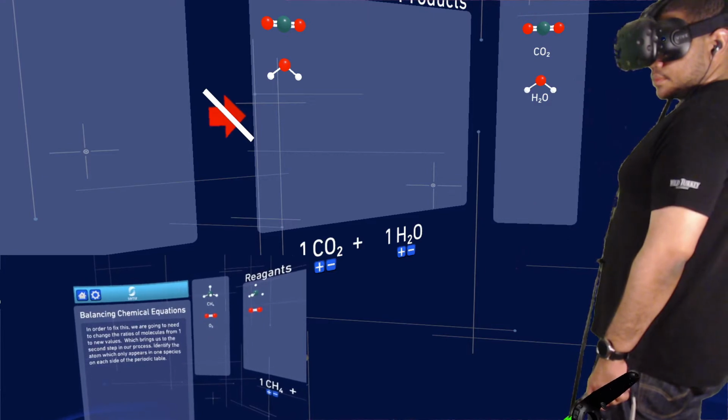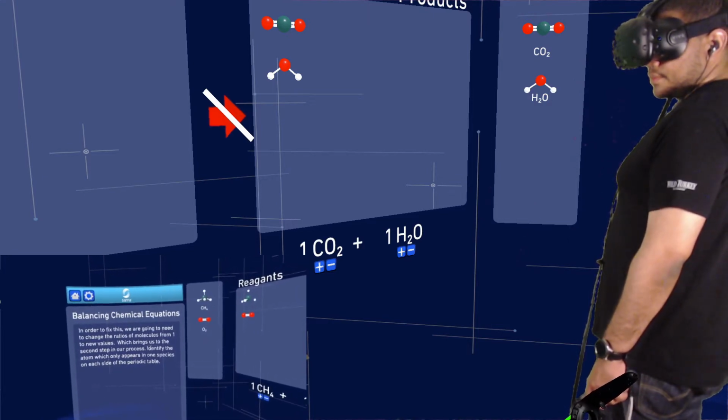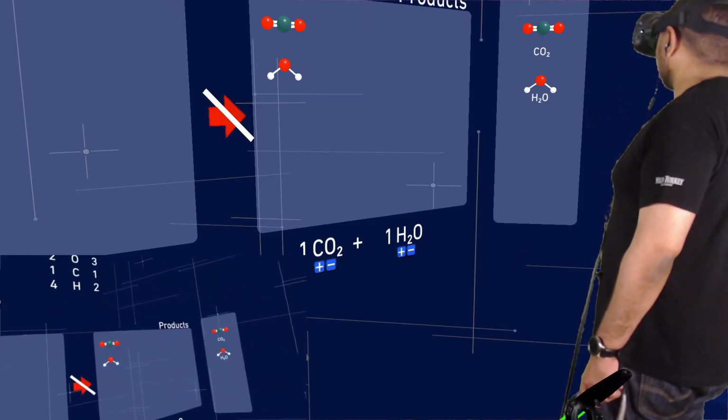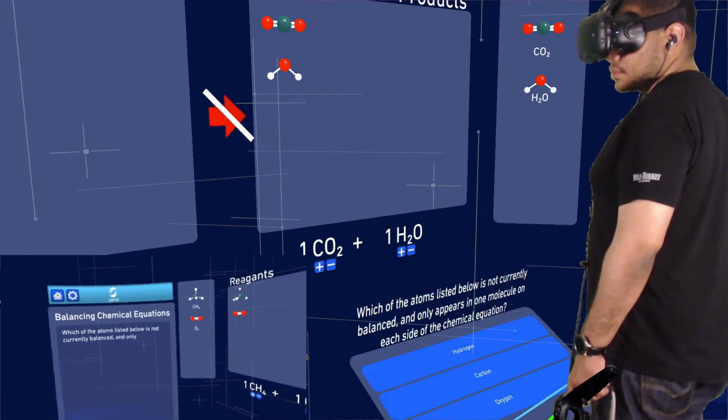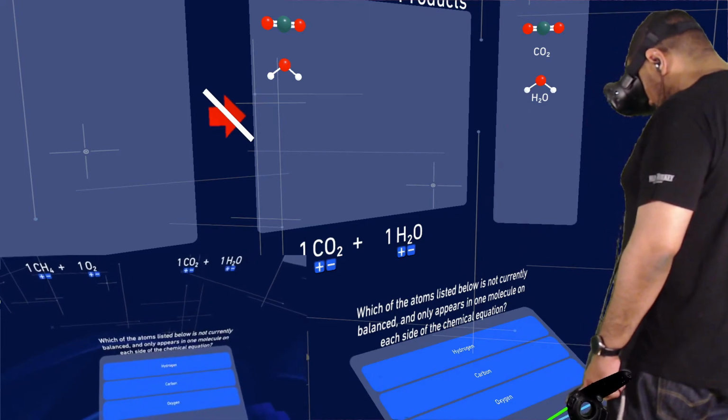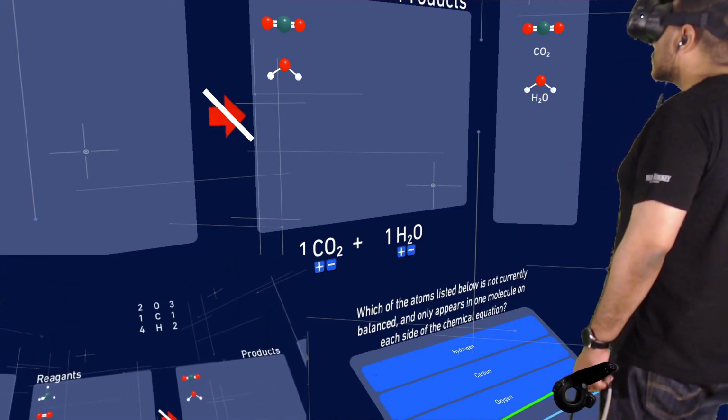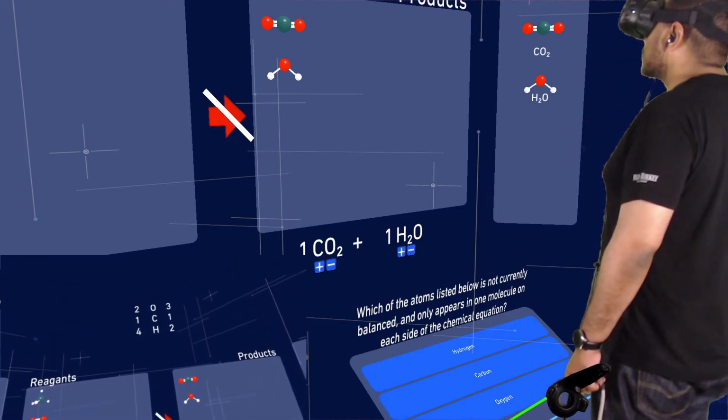Identify the atom which only appears in one species on each side of the equation. Which of the atoms listed below is not currently balanced and only appears in one molecule on each side of the chemical equation?